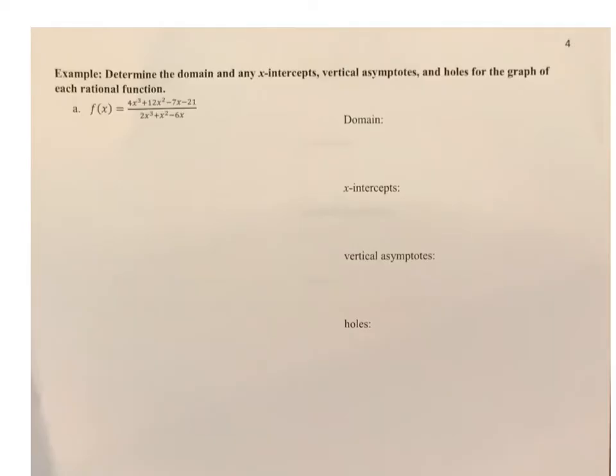Okay, so now we're going to put all of this together. We're going to determine the domain, find any x-intercepts, vertical asymptotes, and holes for the graph of each rational function. There's a particular order that makes more sense than any other. So you always want to look for the holes first. That's always the first thing you want to find, because once you find those holes, then we're going to create the simplified version of the function. Once you've got the simplified version of the function, that's what you use to find everything else. And then you'll never get these wrong, okay? So always find your holes first.